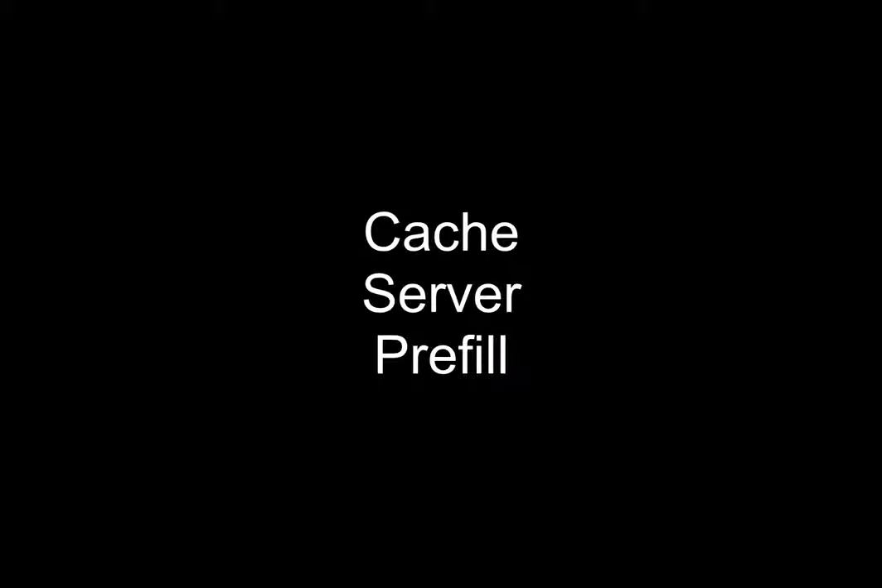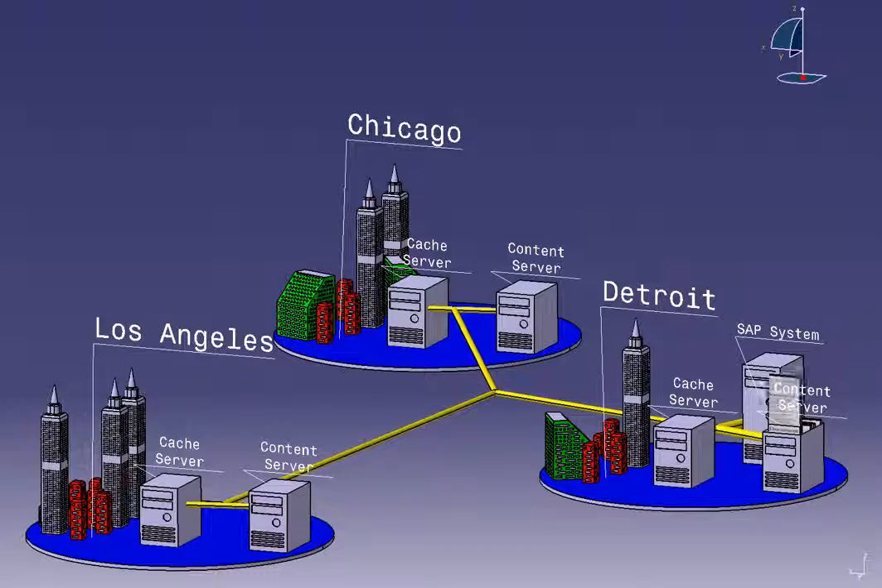Our first scenario explains the cache server prefill. Having multiple locations creates several different issues, but one of the main issues is accessing data from another location, especially when dealing with larger file sizes.